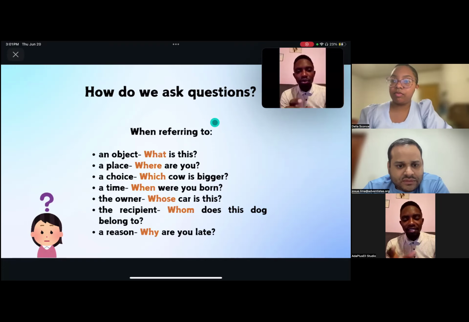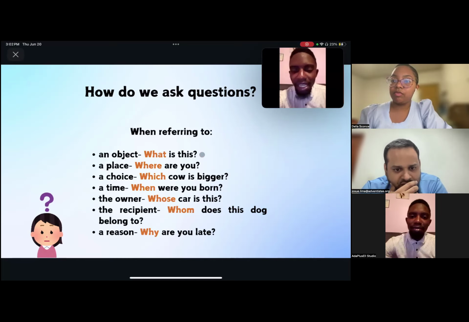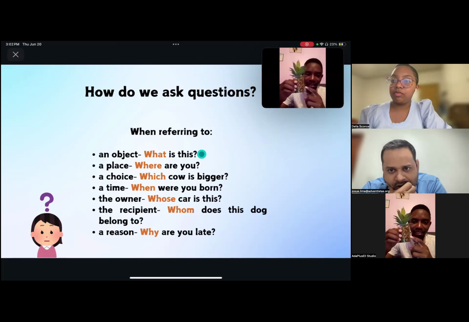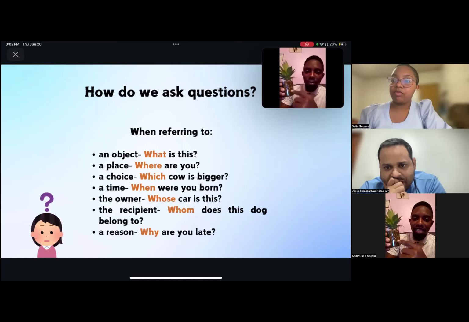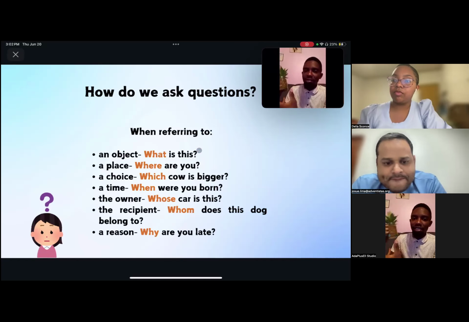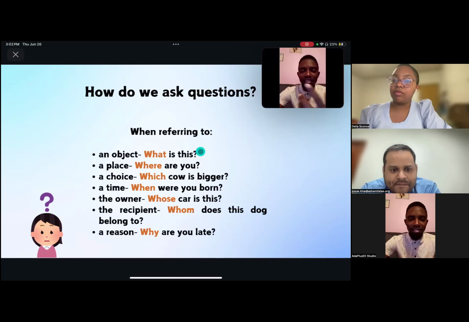So here we have how we ask questions, like if you want to ask me a question. Questions are basically about an object. You can be interested in asking about an object, something like this, and then you want to ask, what is this? Because it's an object, it's something, so you ask, what is this?